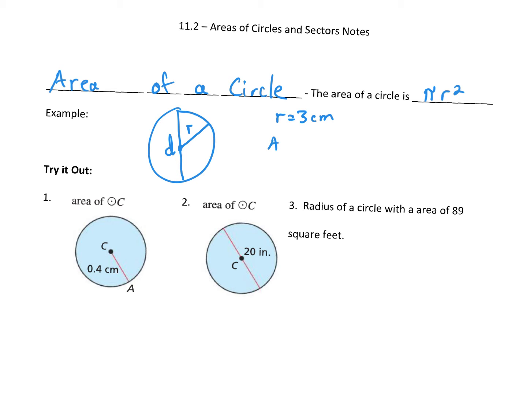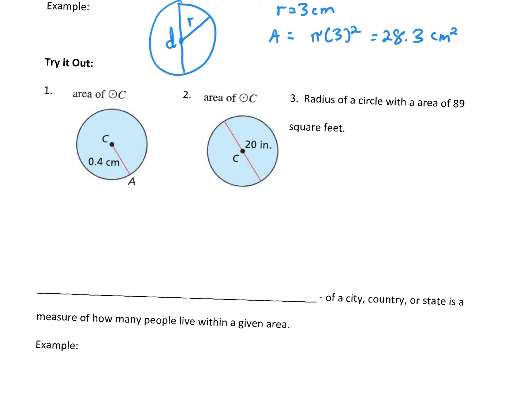The area in this case is pi times 3 squared, which is 28.3 centimeters squared. Let's try this out. Here the radius is 0.4, so we just do pi times 0.4 squared. Punch that into the calculator. This is 0.5 centimeters squared because our units are centimeters.